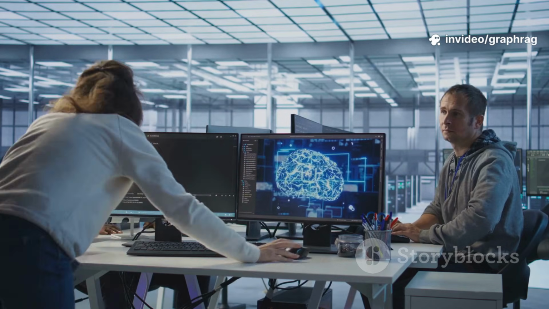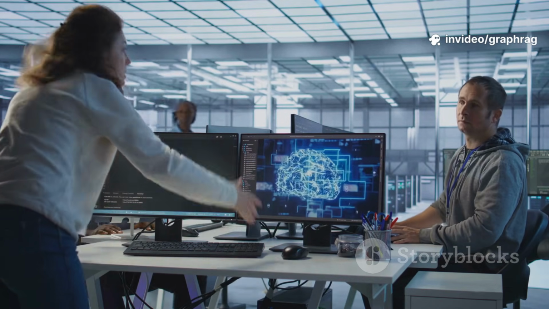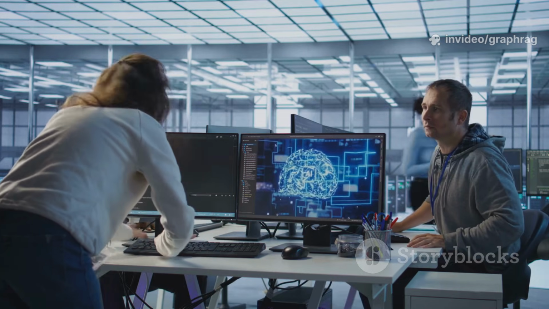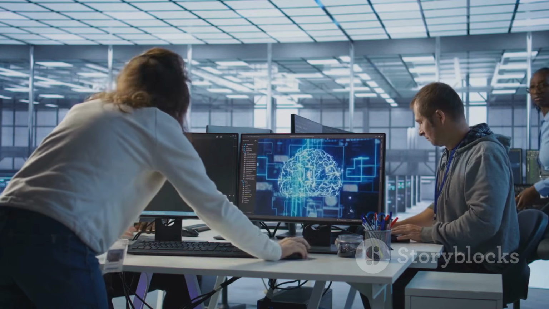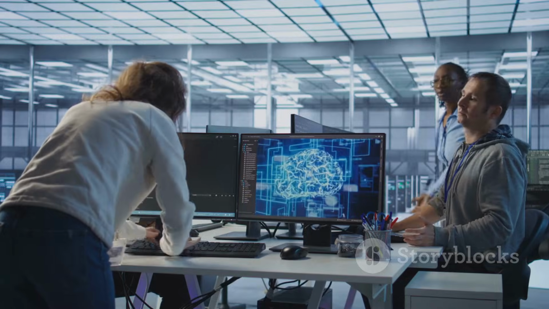GraphRAG starts becoming interesting when the question looks more like, how are these things connected? Or, what caused this? Or, what entities are indirectly affected? Or, summarize the major themes across this entire collection. That's where graphs start earning their complexity.